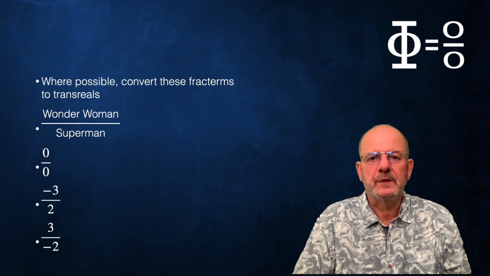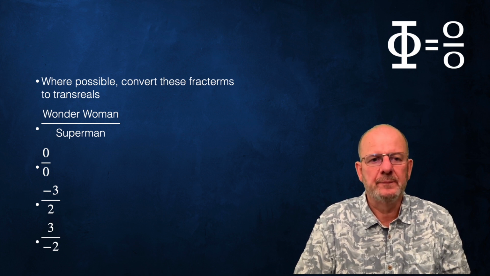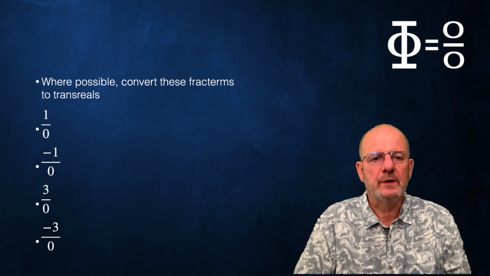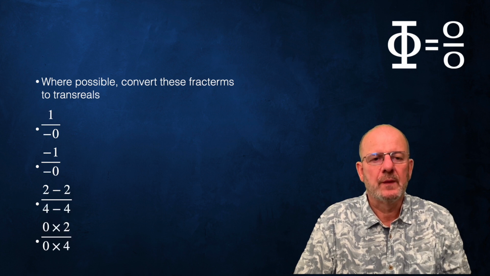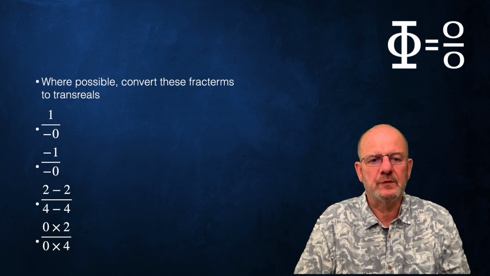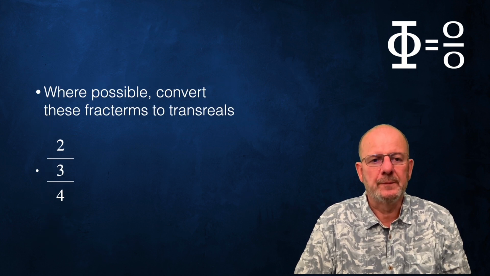Where possible, convert these fracterms to transreals. Wonder Woman over Superman, 0 over 0, -3 over 2, 3 over -2, 1 over 0, -1 over 0, 3 over 0, -3 over 0, 1 over -0, -1 over -0, 2 minus 2 over 4 minus 4, 0 times 2 over 0 times 4, 2 over 3 over 4.